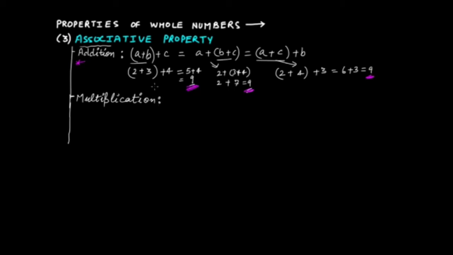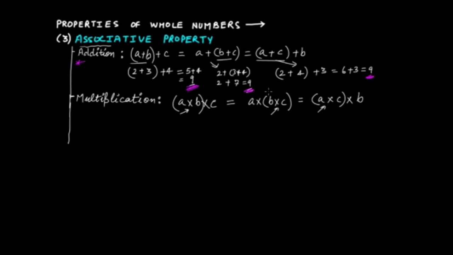Now for multiplication of whole numbers, to say that they follow the associative property, that means that A multiplied by B multiplied by C, with A and B grouped together, should be equal to A multiplied by B and C grouped together, which should be equal to A and C grouped together multiplied by B. That is, first you group together A and B, then B and C, and then A and C.